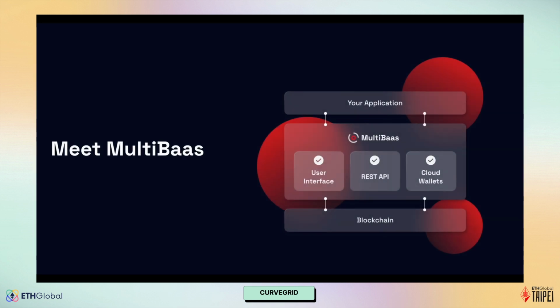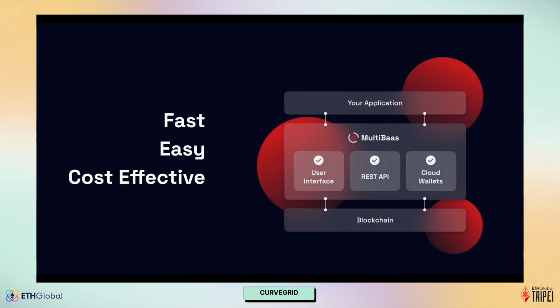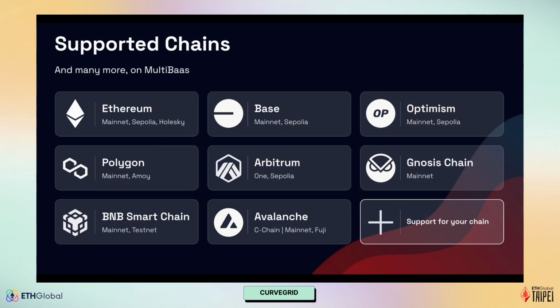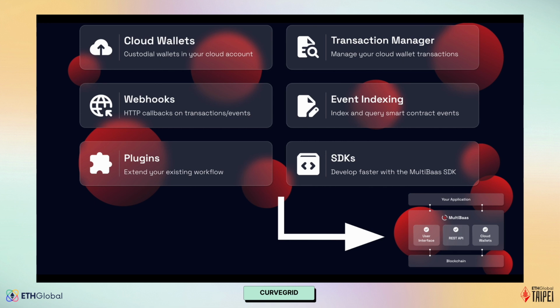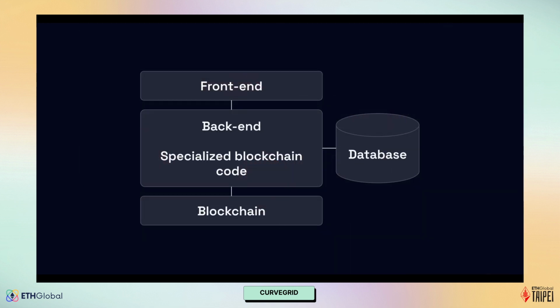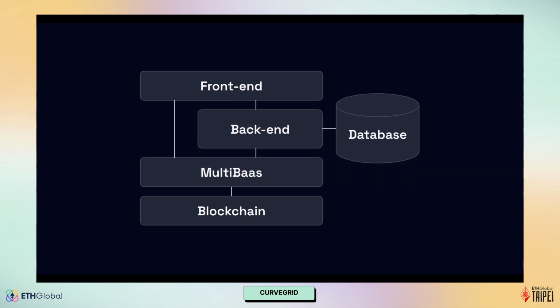MultiBaas is blockchain software that makes it fast, easy, and cost-effective to build on many different EVM blockchains. It sits between your application and the blockchain and provides functionality that you would otherwise have to build from scratch and then maintain. You can use all of it or some parts of it.